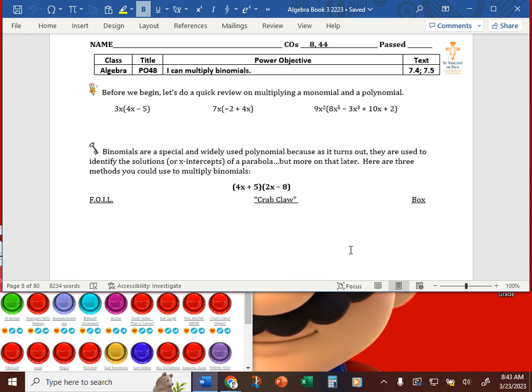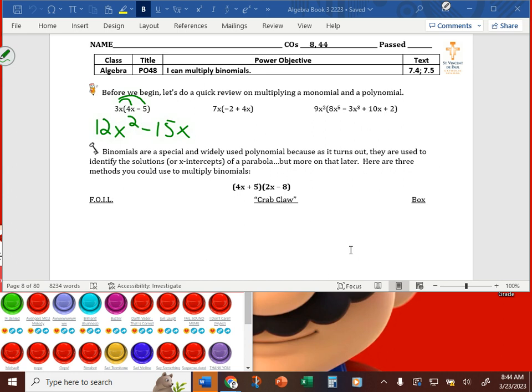We took 3x times 4x minus 5, 7x times negative 2 plus 4x, or even something like 9x squared times 8x to the fifth minus 3x cubed plus 10x plus 2, okay? Our process was taking that term on the outside of the parentheses and distributing into every term on the inside. So 3x times 4x gave us 12x squared, and 3x times negative 5, negative 15x, right?